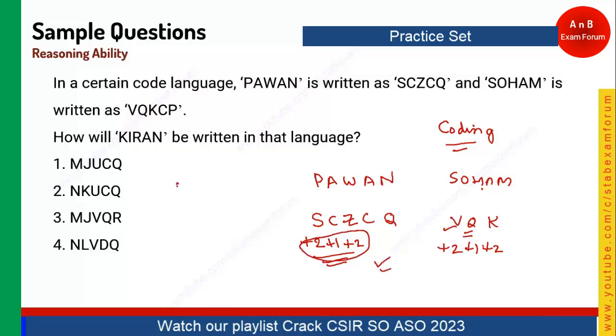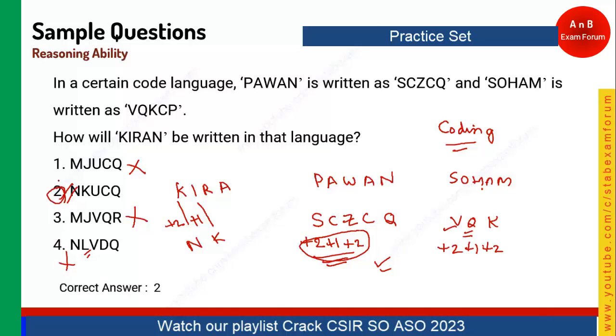Okay, let's try with Kiran also for the question. So first we need to add 2 characters. K, L, M, N. So first should be N. As you can see, you can straight away eliminate option 1 and option 3. After that, we need to add 1 character: I, J and K. So we are left with option 2. Because it is here L, this is incorrect. So option 2 is the correct answer. Those students who have given their answer as option 2, they are correct.